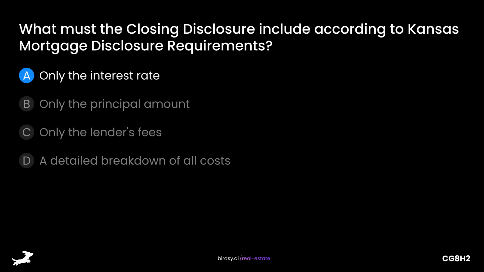Is it A, only the interest rate, B, only the principal amount, C, only the lender's fees, or D, a detailed breakdown of all costs? The answer is D, a detailed breakdown of all costs.